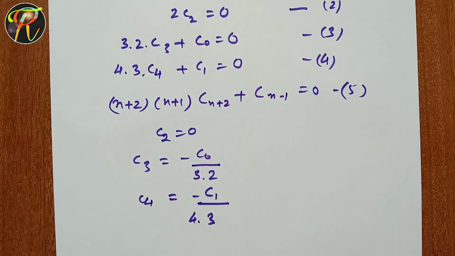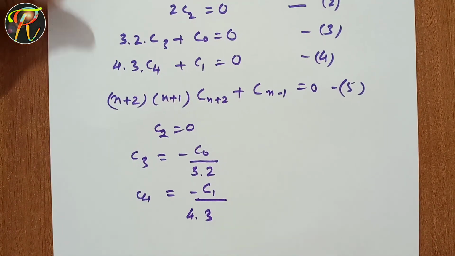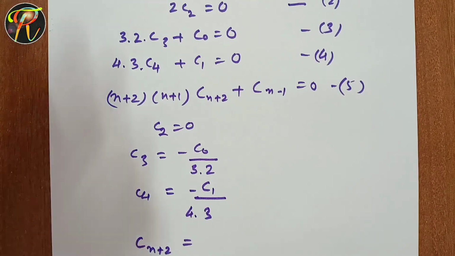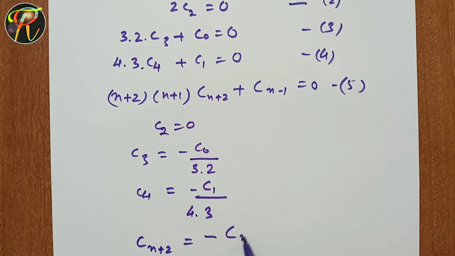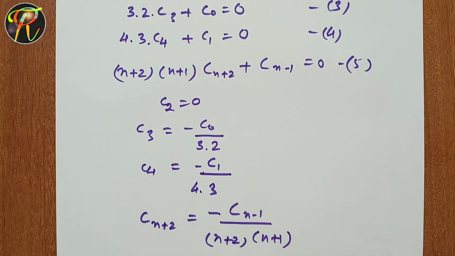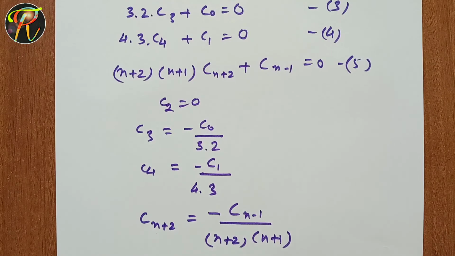Okay, C4 is equal to... and from here, C(n+2) is equal to minus C(n-1) upon (n+2)(n+1). Okay, so this is very important because now our aim is to calculate all the constants, and also we know our solution will contain only two constants, because the given differential equation is of order 2.